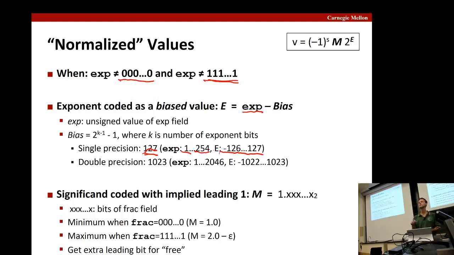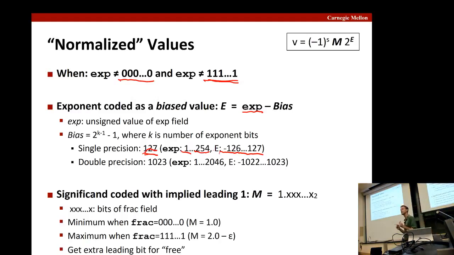With double precision, the bias is computed differently. Because you have 11 bits, it's 2 to the 10th minus 1, which is 1023. But it's the exact same principle. So that's the sense in which what you see in those bits is not the actual exponent, it's the encoding, because you want to subtract off that bias.